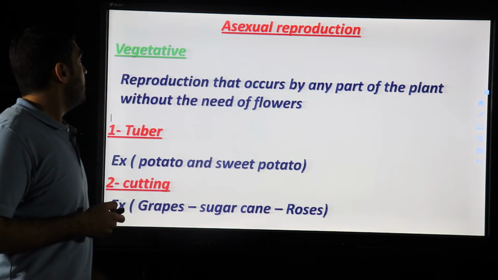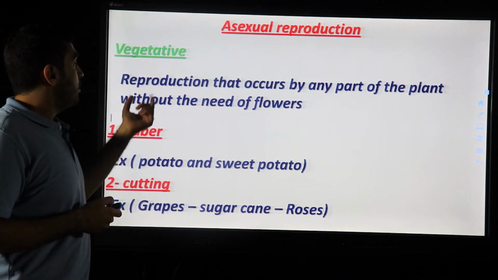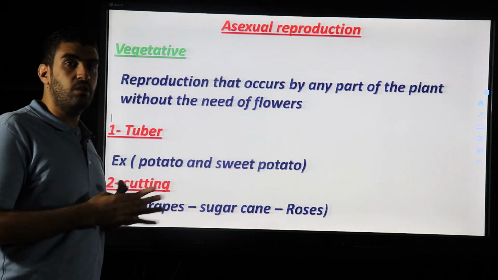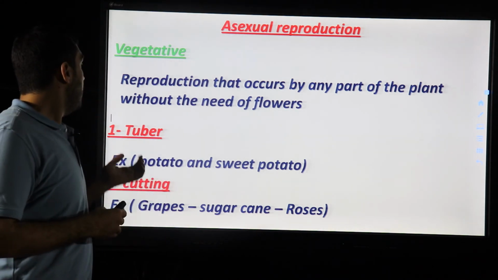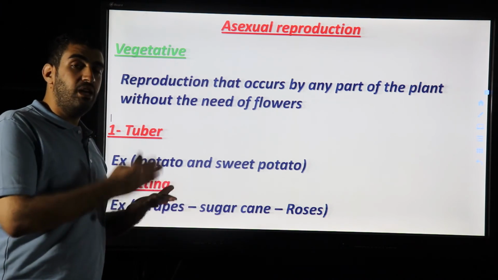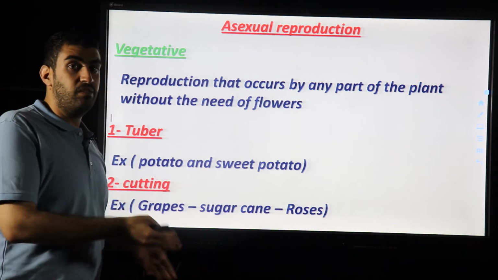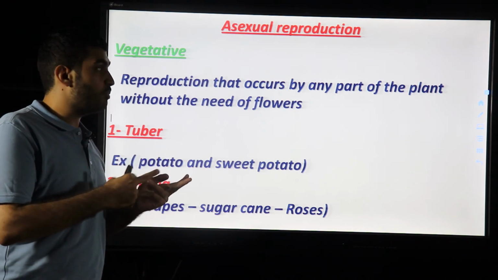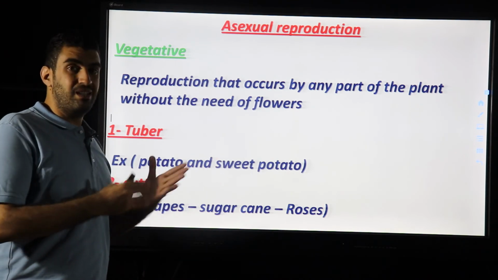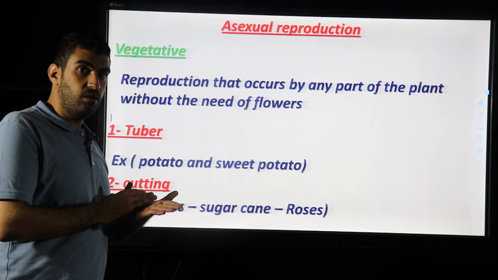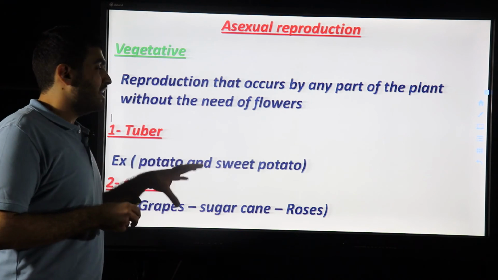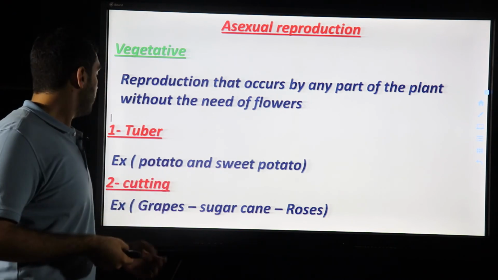Asexual reproduction. Vegetative, the first type: reproduction that occurs by any part of the plant except the flower. Any part, like stem, like roots. Okay. Number one, tubers: potato and sweet potato. We can cut the potato into pieces and plant them without any need of flower or pollination or fertilization process. There is something called an eye on the potato. Each piece has an eye and can form a new plant.